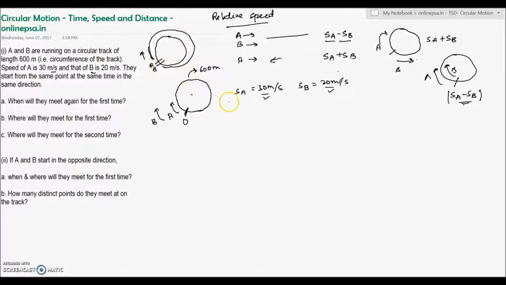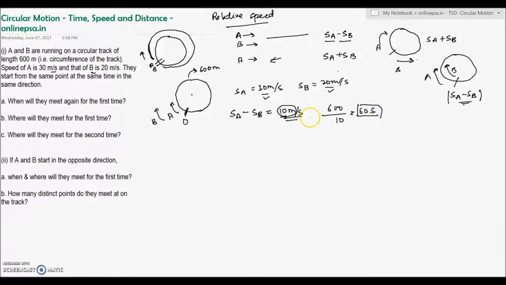So relatively, the relative speed of A will be SA minus SB, which is 10 meter per second. So every second A gets ahead by 10 meter. To cover this entire 600 meter, A has to take 60 seconds.